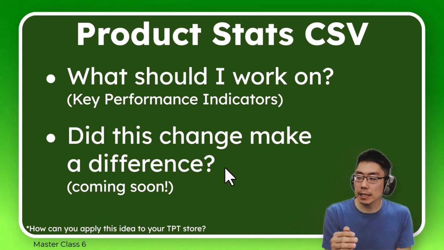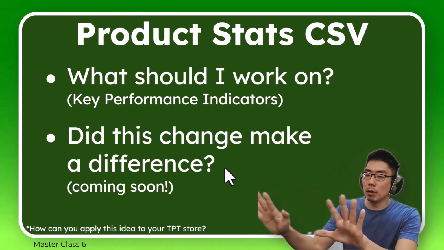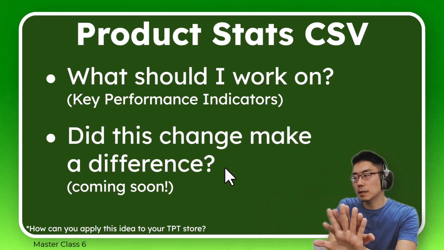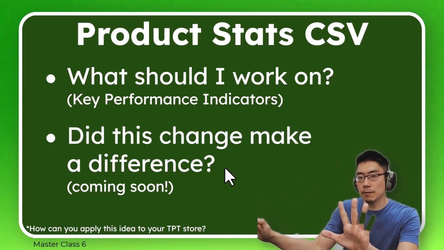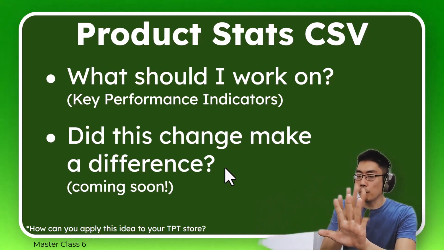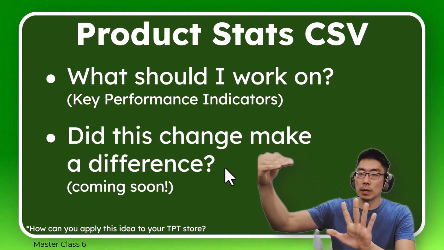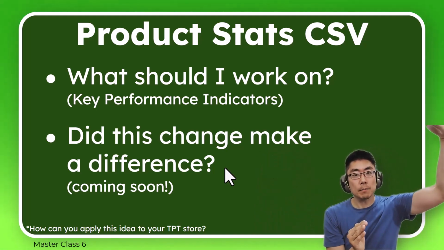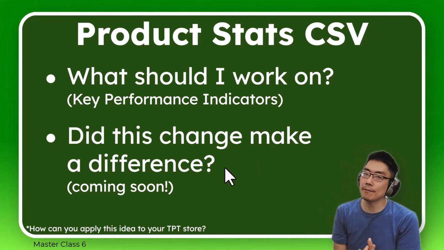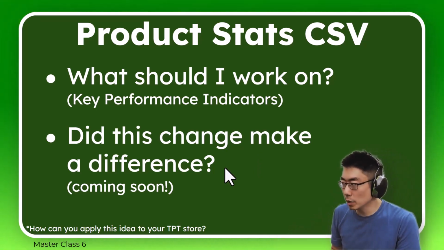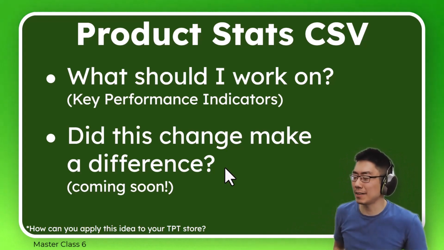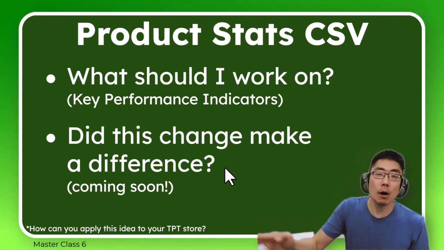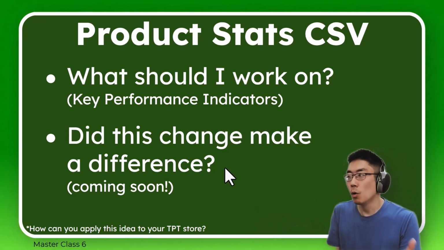So we actually need to compare multiple snapshots of that product stat CSV in order to say, okay, before this date, the conversion rate was 10%. After this date, the conversion rate was 15%. That's the kind of stuff that we're going to be able to do with the Product Stats CSV. It's just time. I haven't had a chance to make that yet. But right now we can answer, as well as everyone else, what should I work on?